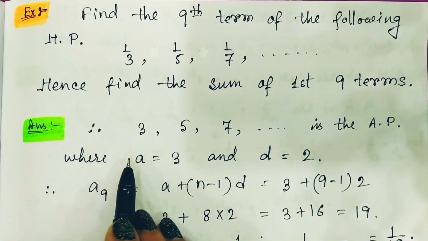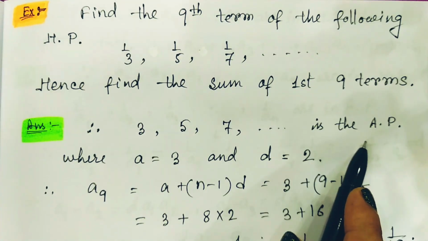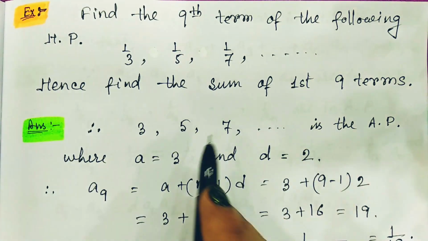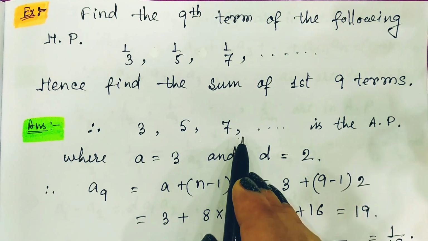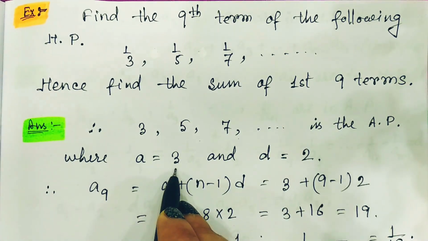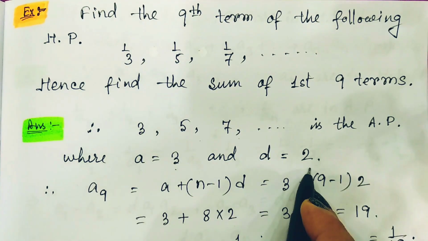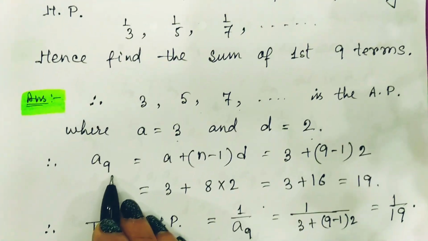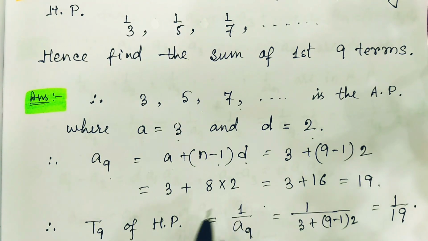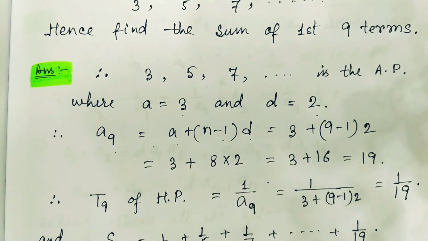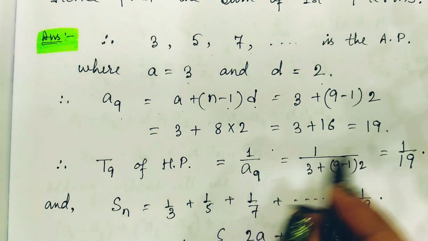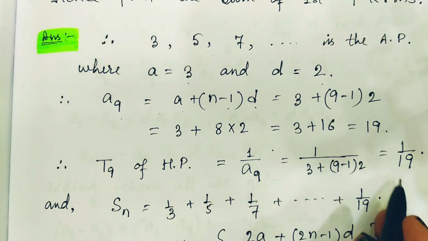At first we should find the corresponding AP from the given HP. The HP is this one, so its corresponding AP series is 3, 5, 7, just by taking the reciprocal of these terms, where A is 3, the first term, and D is the common difference, which is definitely 2 here. So An is A plus n minus 1 into D, that we know. By simplification we find it is 19. Therefore the ninth term of the HP is the reciprocal of 19, that is 1 by 19.